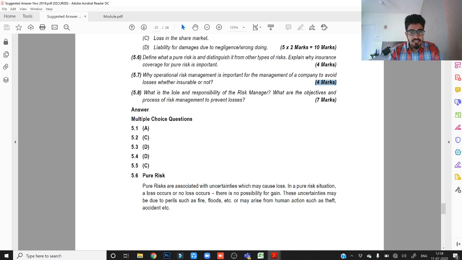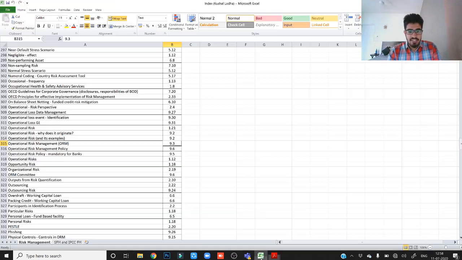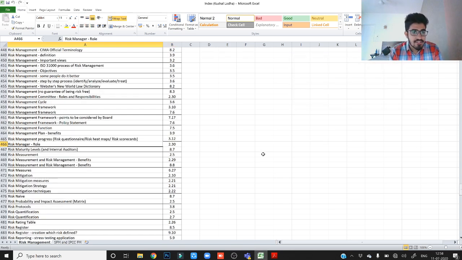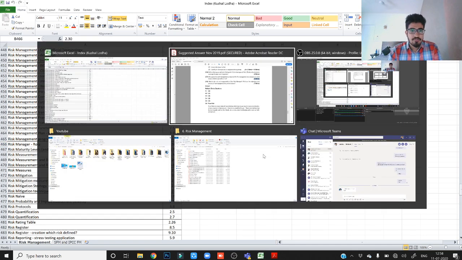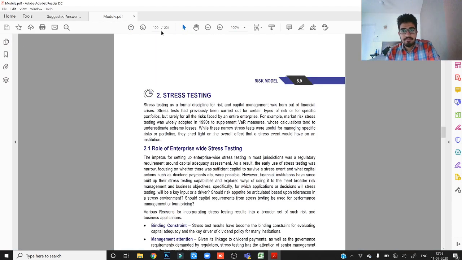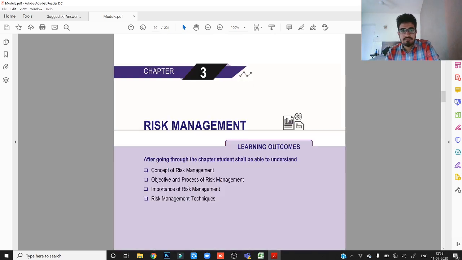Now this particular question is the one which I'm talking about. What is the role and responsibility of the risk manager, and what are the objectives and process of risk management to prevent losses? So for the role and responsibility of risk manager, I'll quickly find risk manager. See, risk manager role. It is given on page 2.30 of the module. Page 2.30.